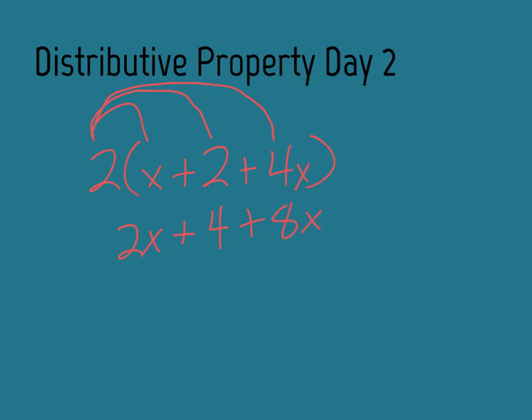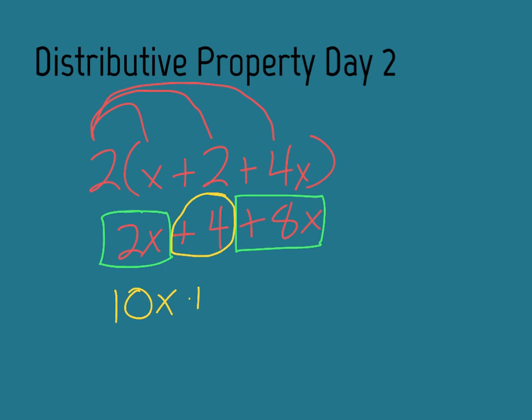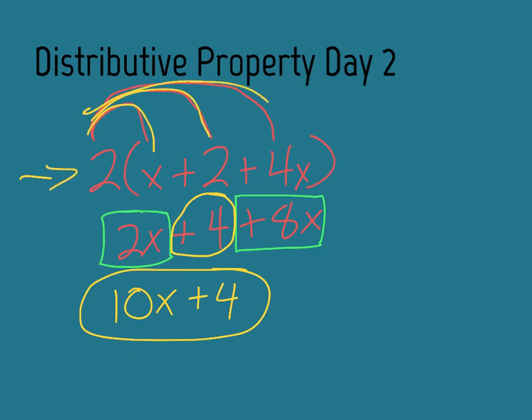Now, if you remember last week, we talked about how things that have the same last name or belong to the same family have to go together. So we can see that that 2x and that 8x go together. So we have 10x, and we have that 4 by itself. So there we are. That right there is our answer. This distributed and became this. So that is what we're going to be going over today. So let's move on to your bell work.